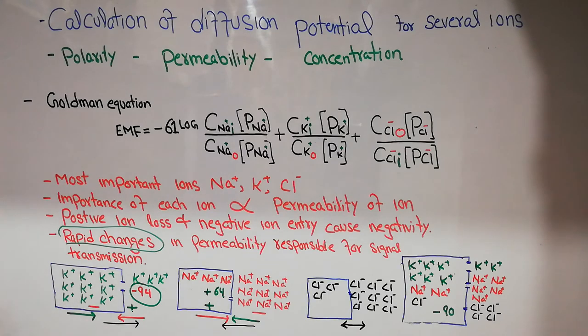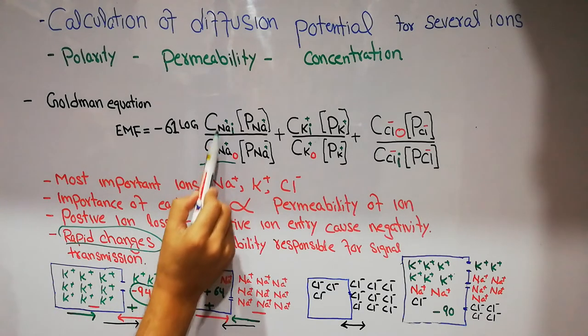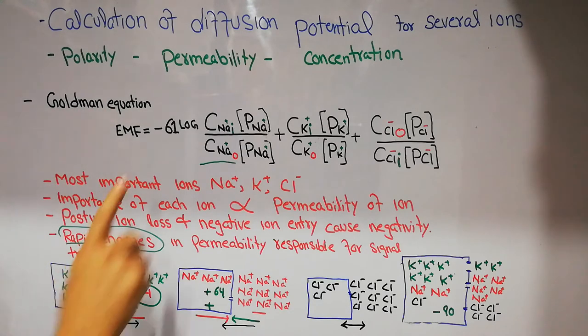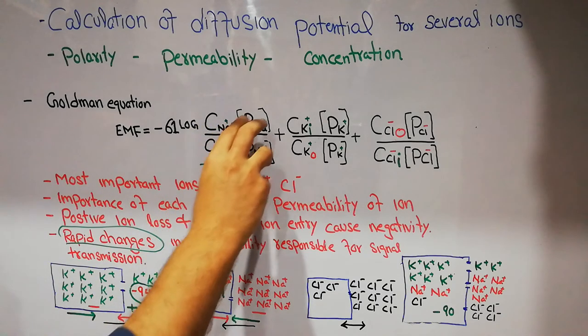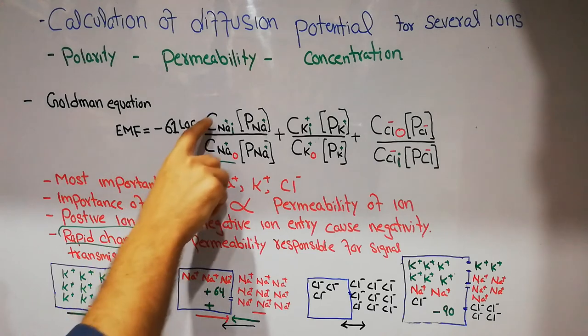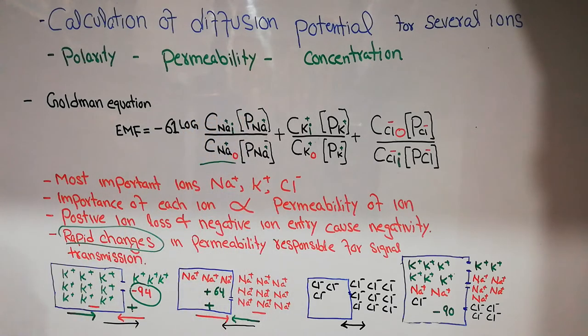So, the Nernst potential and the Nernst equation. Previously we discussed in the last lecture that in the Nernst equation, only the concentration of that ion is used to calculate the equilibrium potential for that specific ion. But in the Goldman equation, the concentration is not the only important thing; we also have to take into consideration the permeability. So when calculating the Goldman equation, we take into consideration the concentration and the permeability, and we also take into consideration the charge.